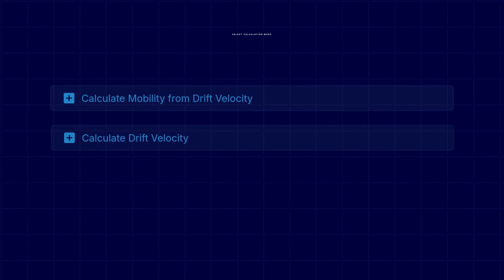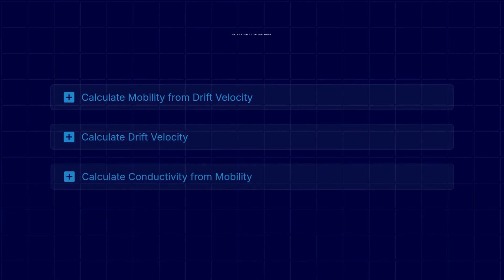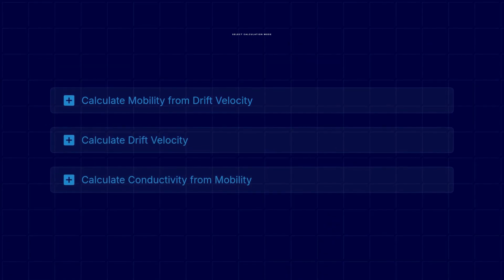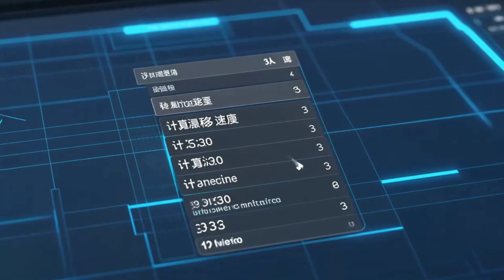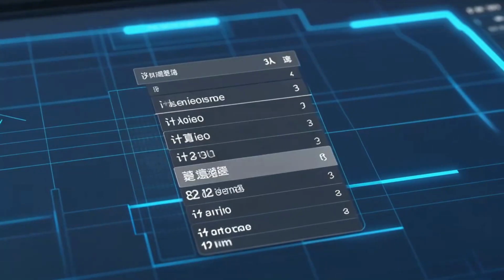You can choose Calculate Mobility from Drift Velocity, Calculate Drift Velocity, Calculate Conductivity from Mobility, Calculate Diffusion Coefficient using Einstein relation, Calculate Mobility from Relaxation Time, or Calculate Hall Mobility. For this demonstration, I'm using Calculate Mobility from Drift Velocity.